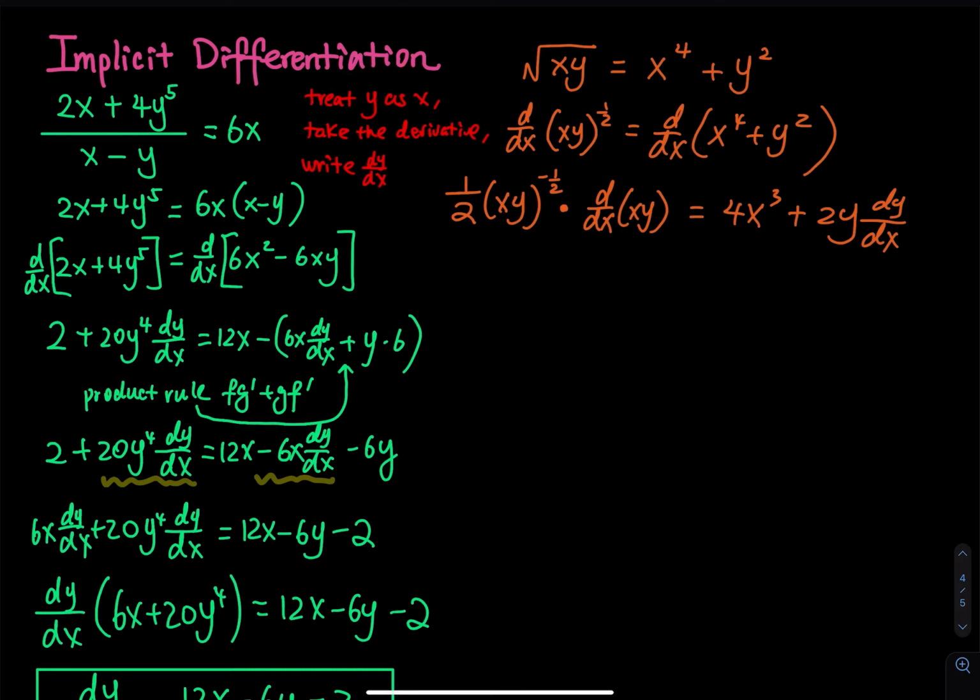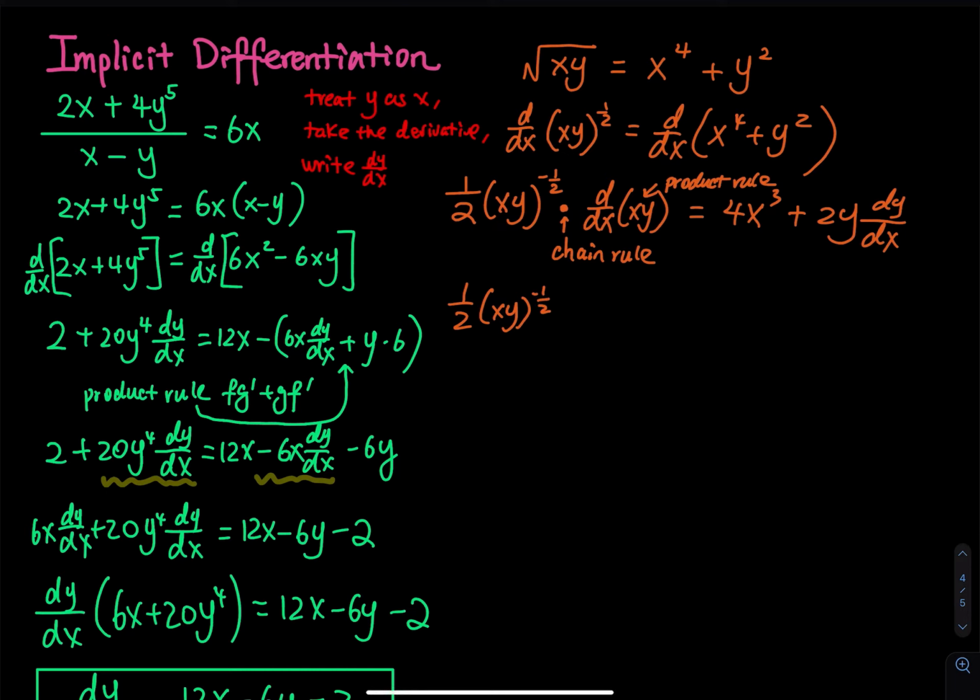Okay, so let's write this down. This is a chain rule. And then in this chain rule, there is a product rule. I should point this to the multiplication chain rule. And then inside the chain rule, we have a product rule. Okay, so we have 1/2 and then xy to the negative 1/2. So let's apply the product rule.